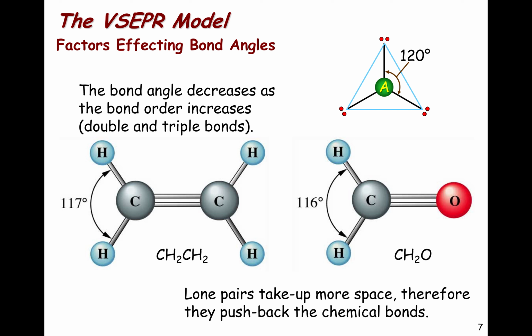A very similar and isoelectronic molecule is that of formaldehyde. In this case, the double bond between the carbon and the oxygen is the bonding region that takes up slightly more room and compresses the angle between the H, the C, and the H ever so slightly.